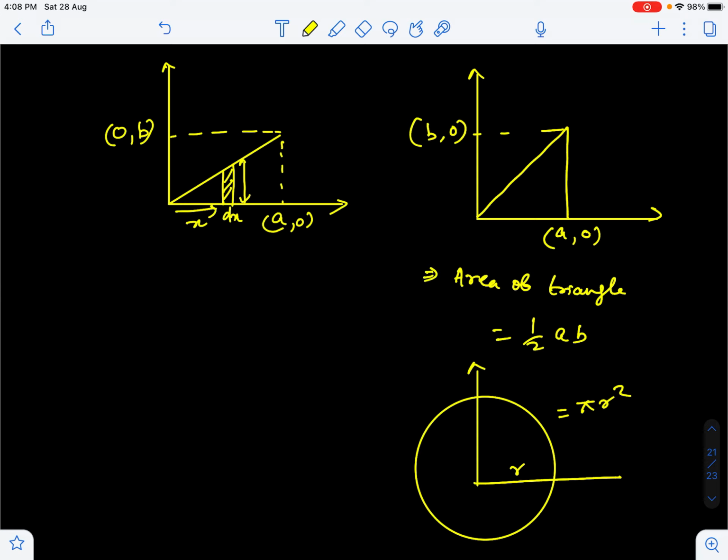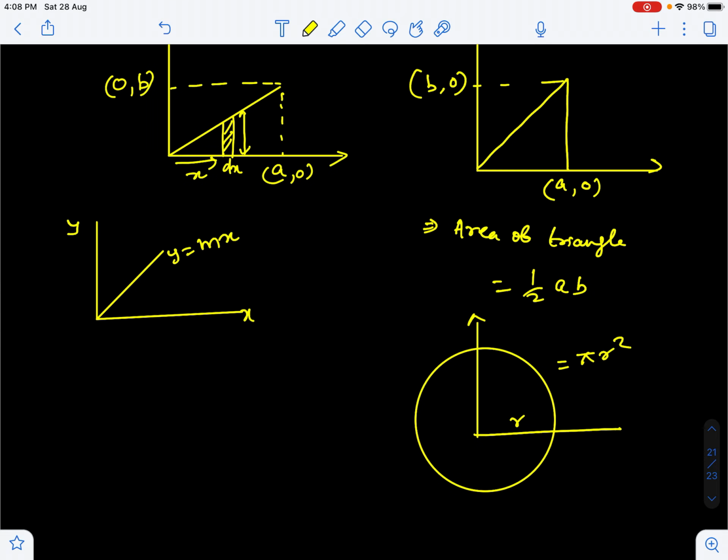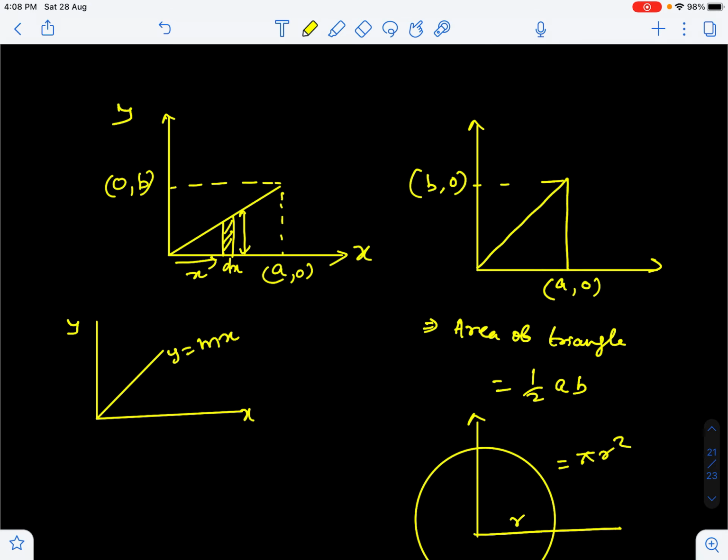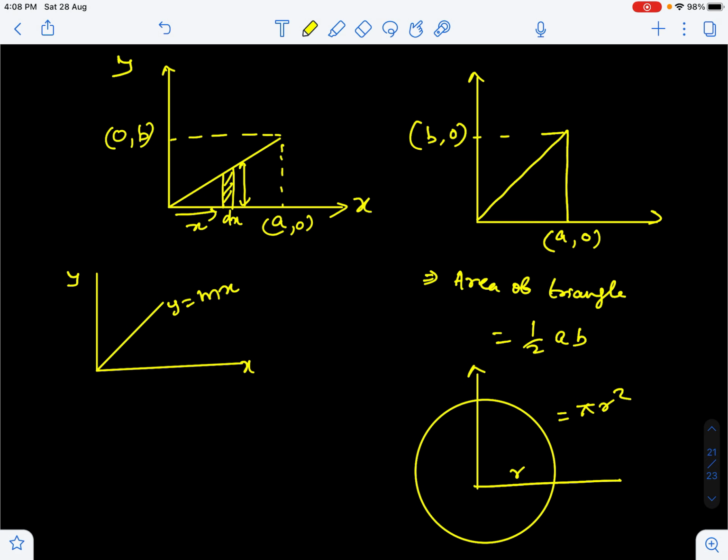First I am taking the example of the area of a triangle, which is half into a into b. So guys, as you know, if I take a straight line passing through the origin, the equation of this line is y is equal to mx. You all know that equation of a straight line. Now for this, I have to write the equation of this line which is terminated here. Let this be the y axis and let this be the x axis.